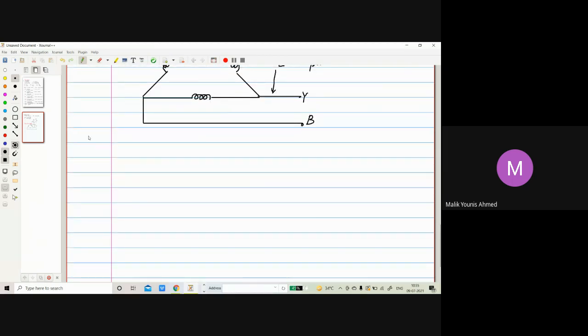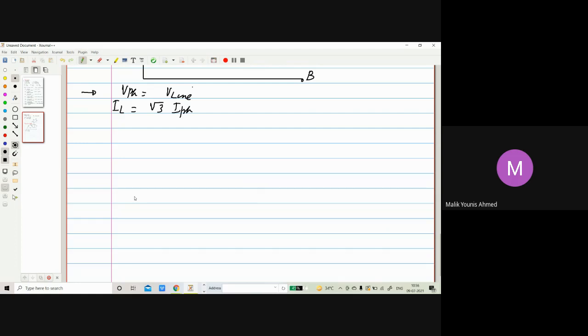Now, what are the relationships that exist in the real delta system? V phase will always be equal to V line. Both values are the same. And line current is under root 3 times the phase current. Let's go one by one again. First, this is the relationship that exists. First is the voltage.